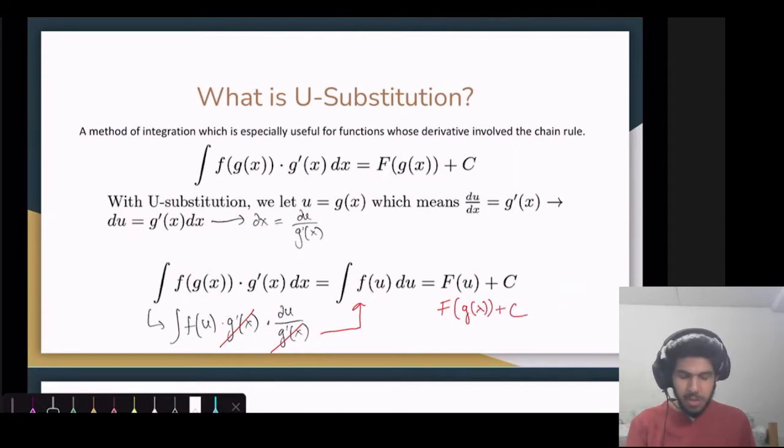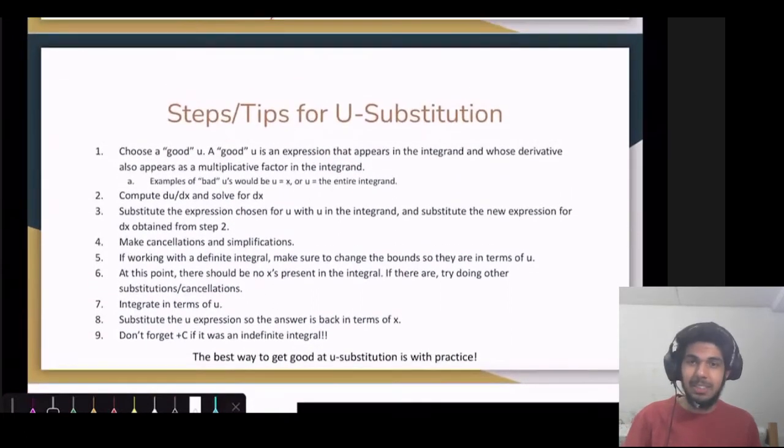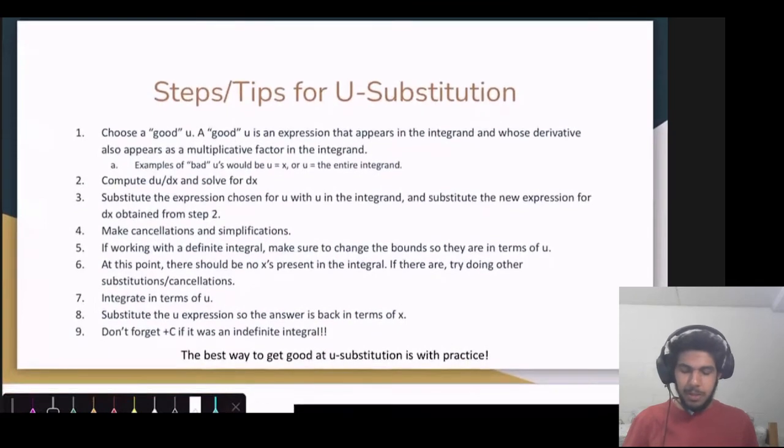So once again, this looks quite complex, but all we're doing is introducing a new variable, letting it equal some function of x, then taking this integral, changing the variables to u, and then integrating in terms of u. So it still might be a little bit confusing, so that's why I've written up a ton of tips and steps for U-substitution. Hopefully this will clear things up a little bit.